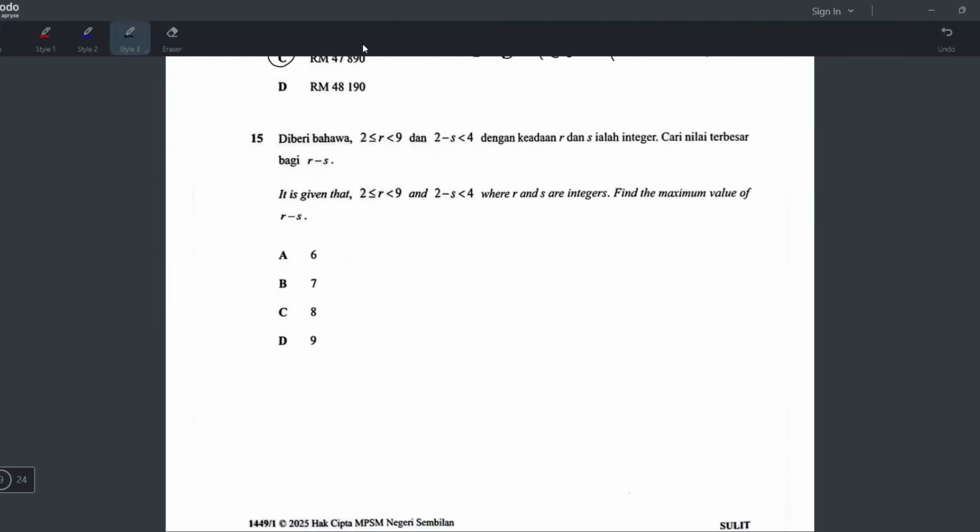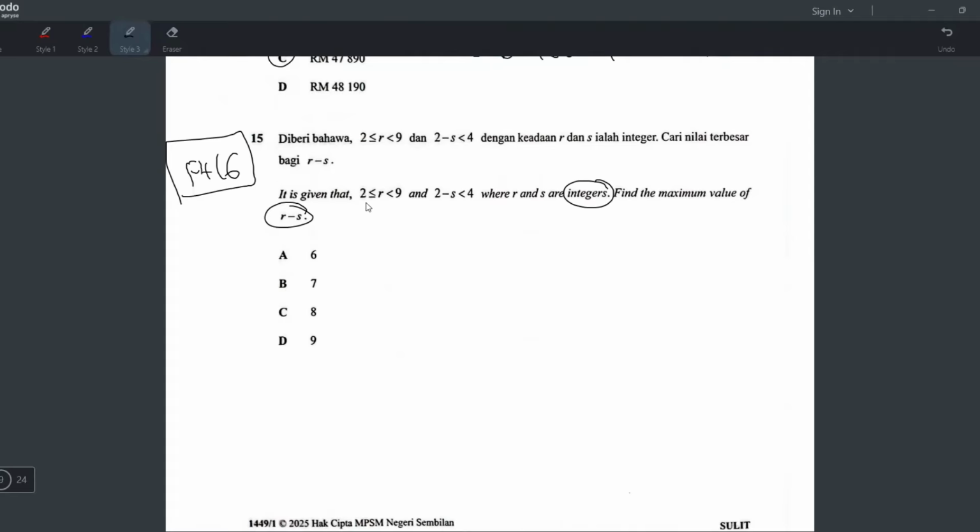Okay, let's move on. 15. It is given that, you see this symbol, smaller than, you know already, it's from Form 4 Chapter 6, Linear Inequalities. Given that R is between 2 and 9, and 2 minus S is smaller than 4, where R and S are integers. Integer means no decimal, no fraction. Integers. Find the maximum value of R minus S.